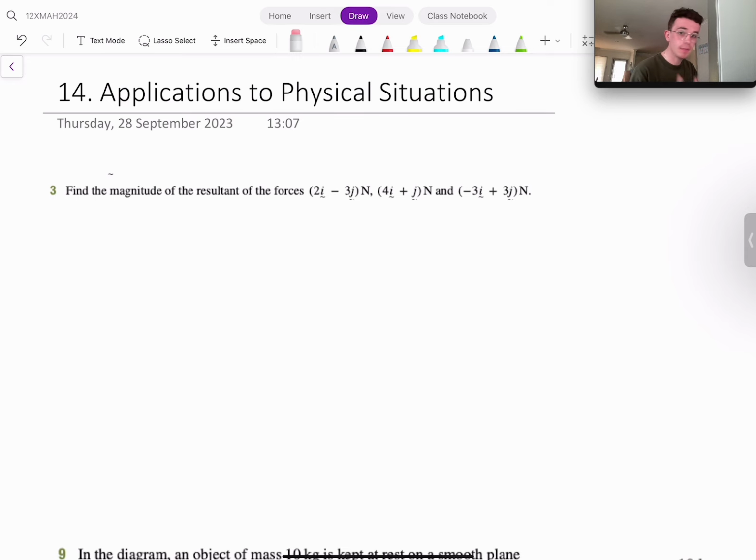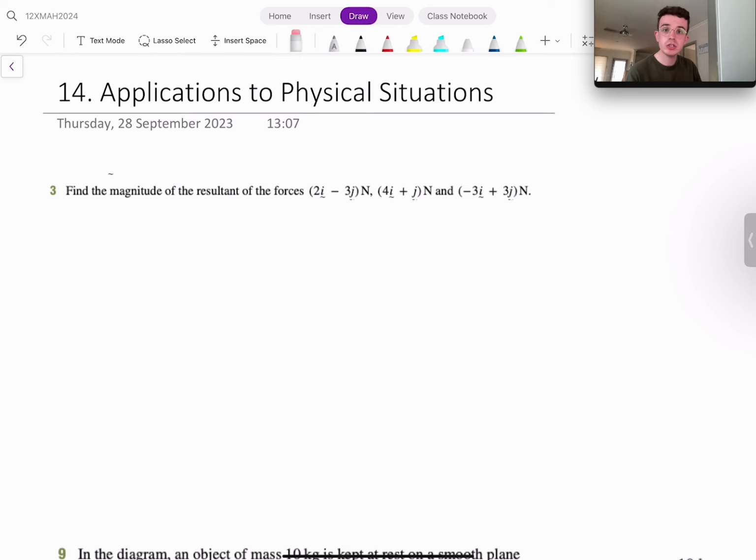Now, in my opinion, our work here, and especially in Extension 2, our work with vectors and forces and mechanics gives you a much more comprehensive understanding of physics than the actual physics subject does. The reason is that physics is a non-calculus based course, whereas Extension 1 and Extension 2 are calculus based courses.